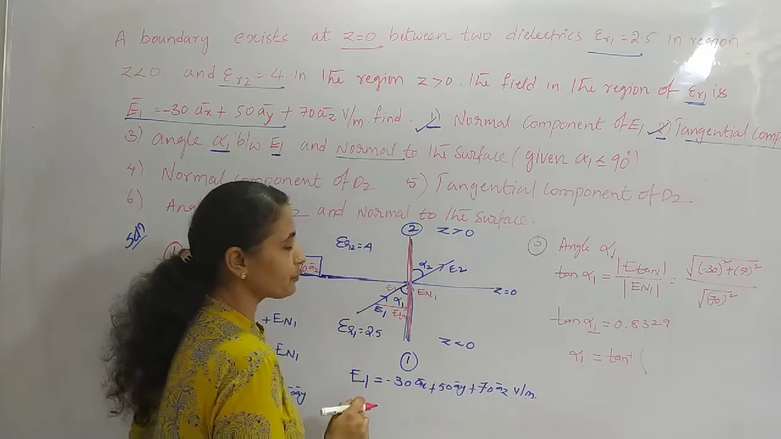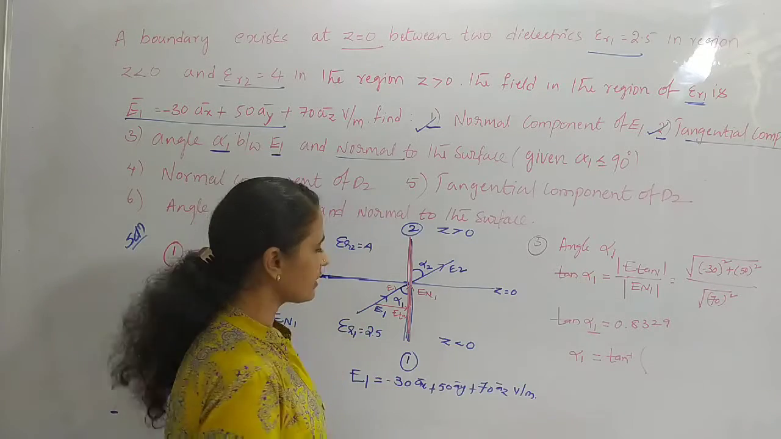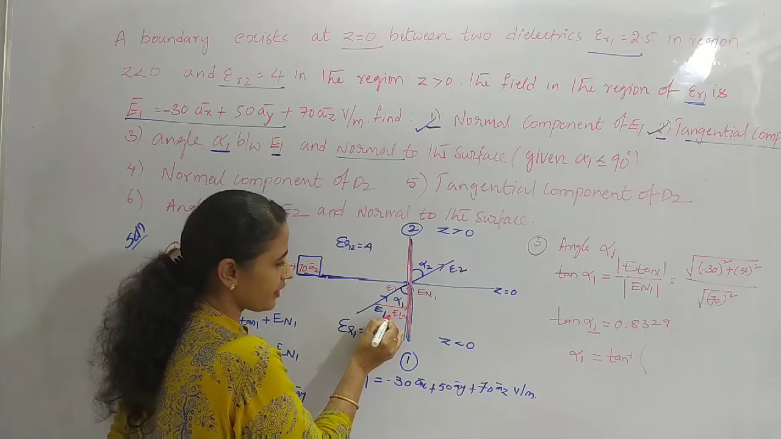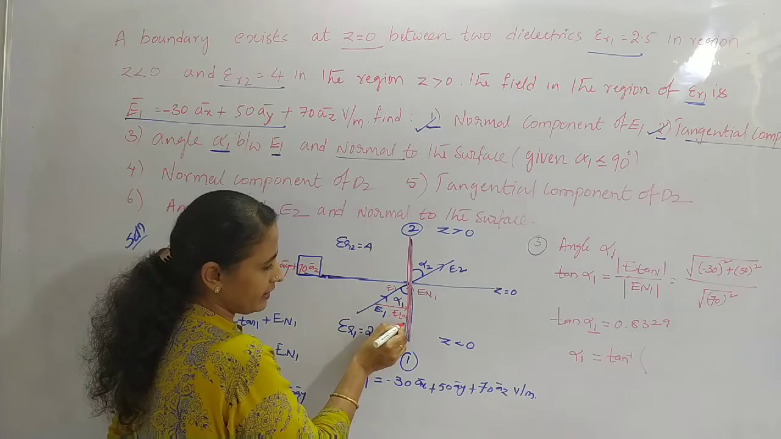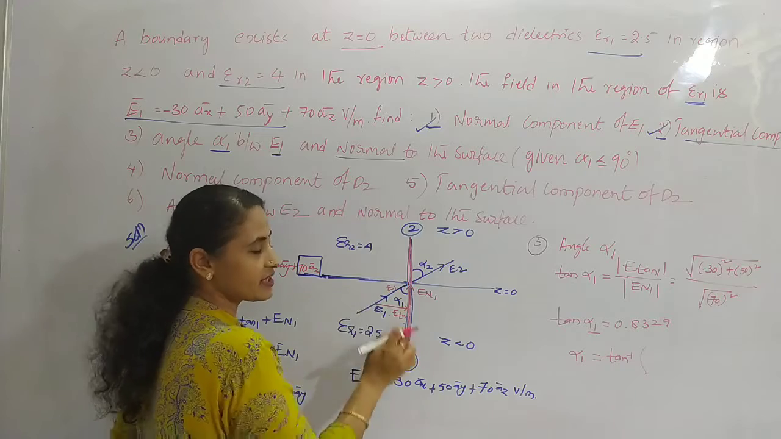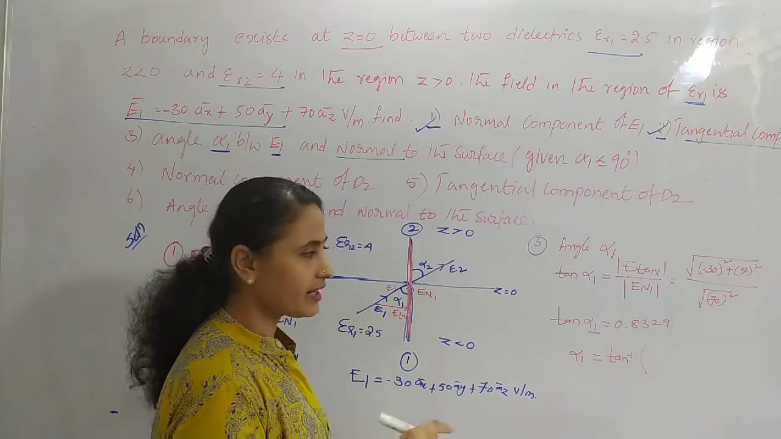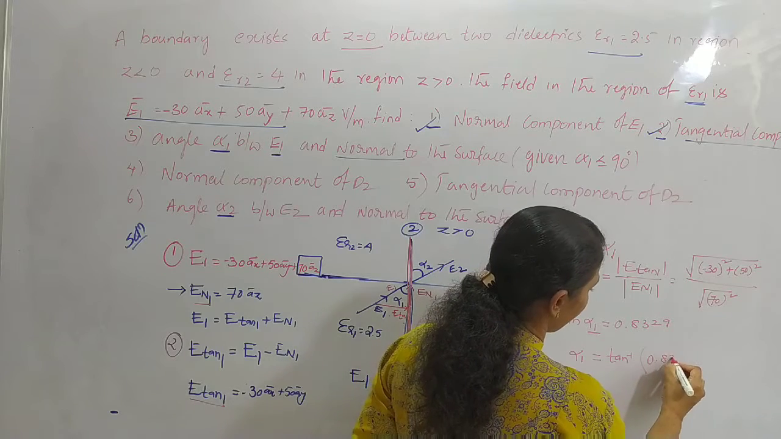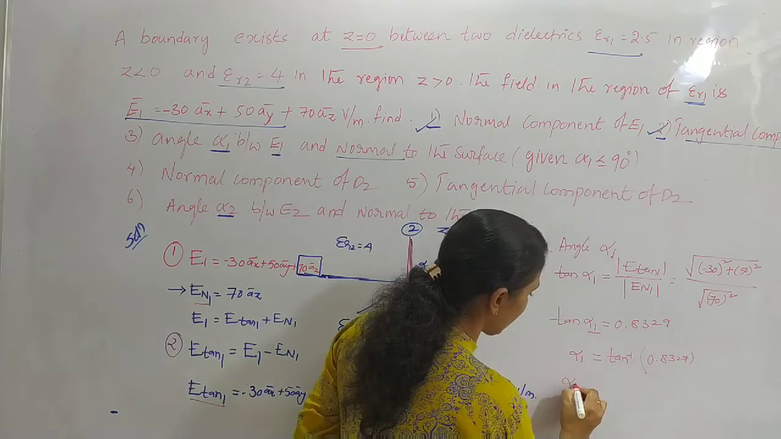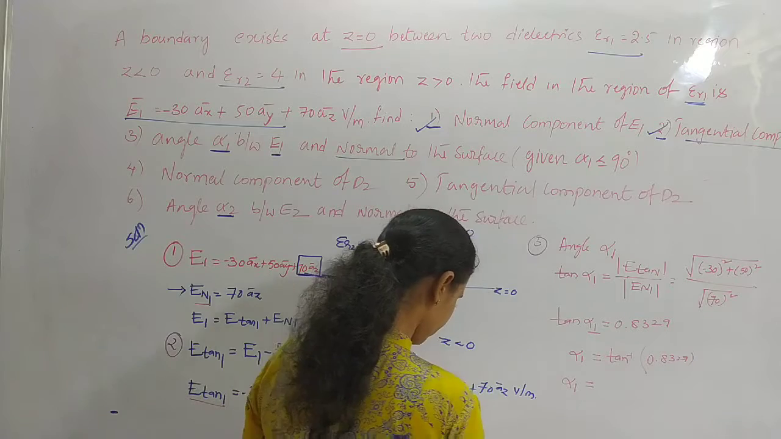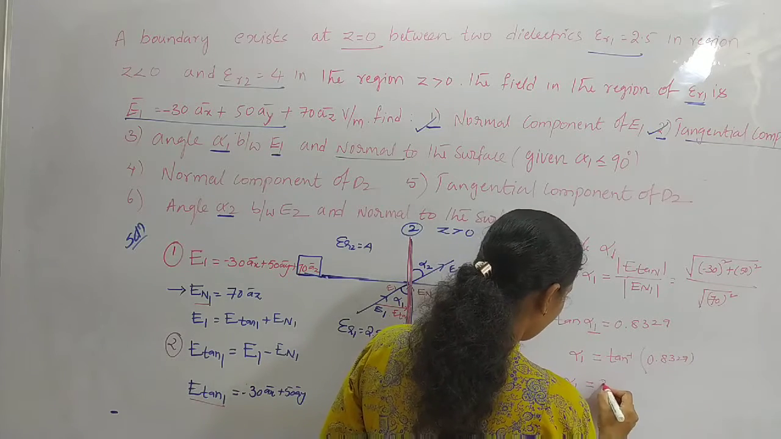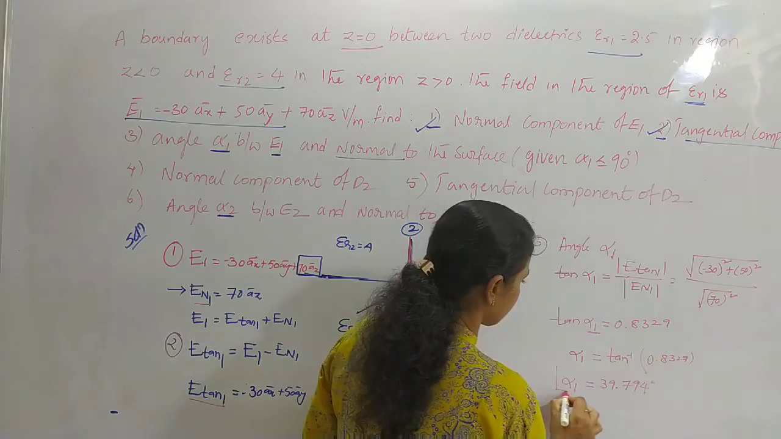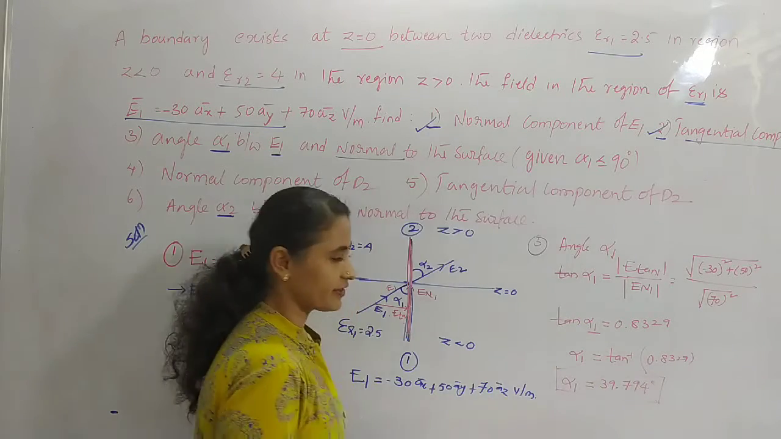If you apply the sine, what do you do? Sine alpha 1 is given by the opposite side. What is the opposite side? E tan 1 by hypotenuse. What is the hypotenuse? It is E1. Both are in magnitude form. You can apply the sine also. Tan inverse of 0.8329. So alpha 1 is given by 39.794 degrees.